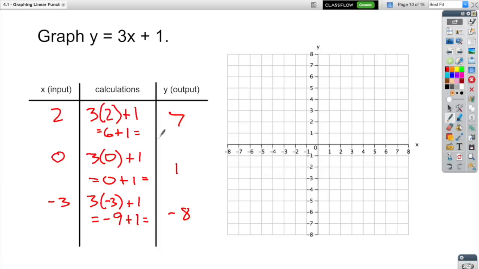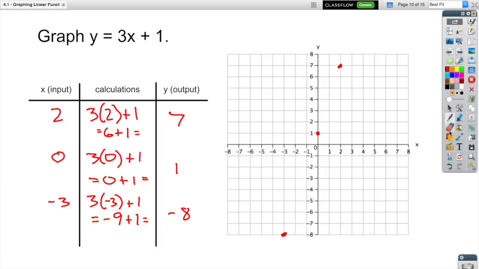All right, so now basically all we're doing is treating our input and output numbers as xy coordinates. 2 is our input number, or our value for x. 7 is our output number, and that's going to serve as our coordinate for y. And so in this case, we're just graphing the point 2, 7. So 2, 7 would go right there. The next one, we just do the same thing, 0, 1. So across to 0, up to 1. And then negative 3, negative 8. So across to negative 3, down to negative 8.